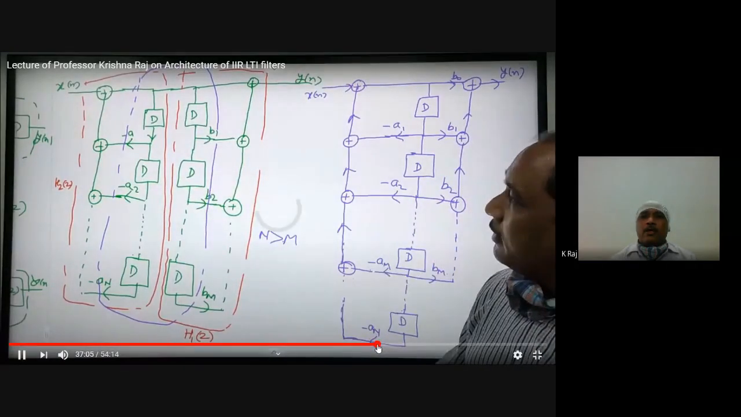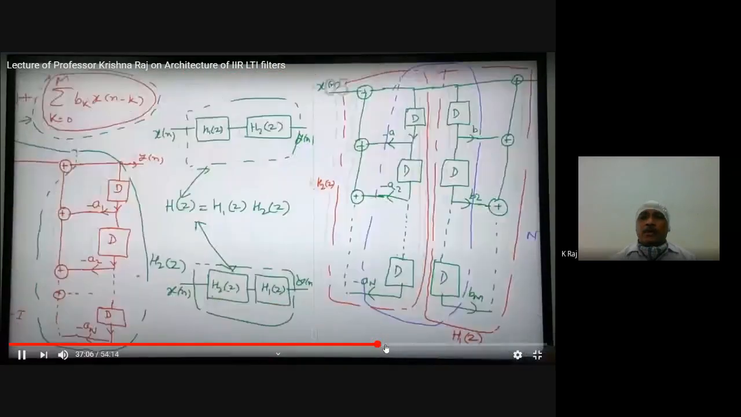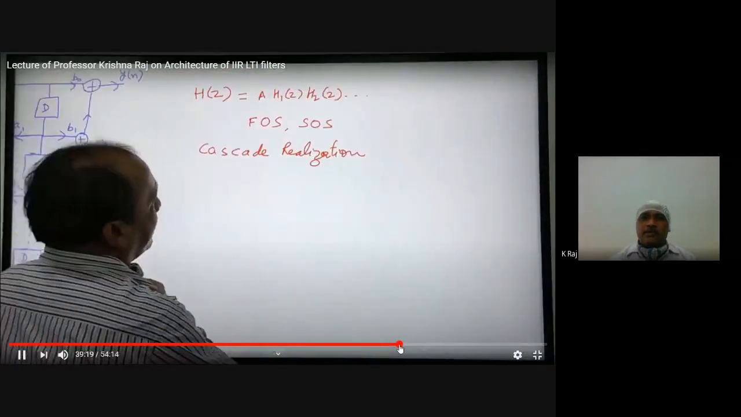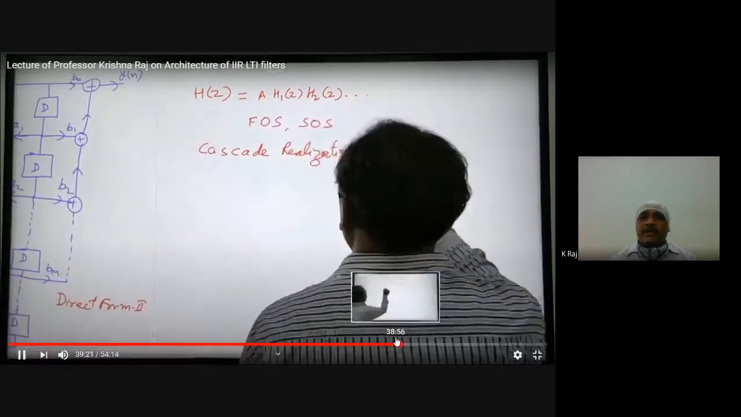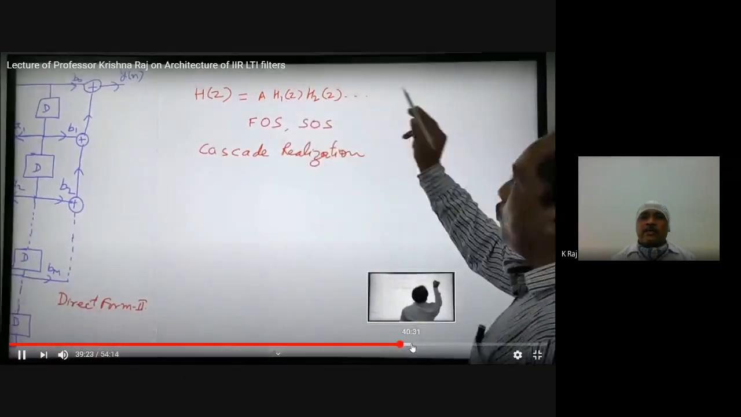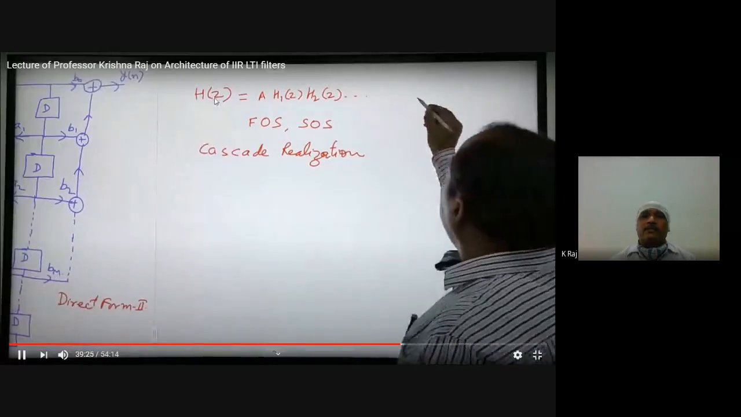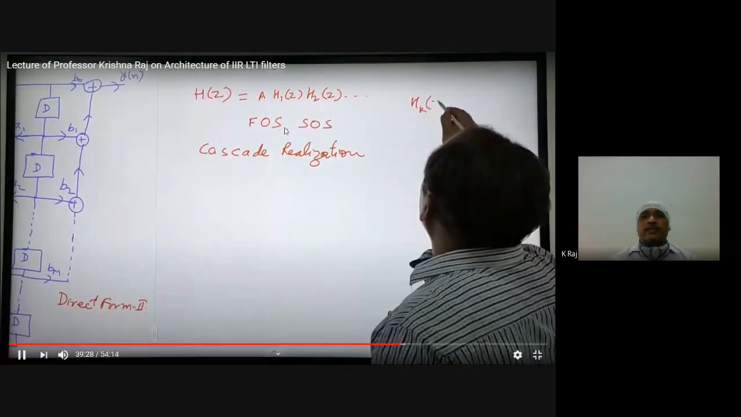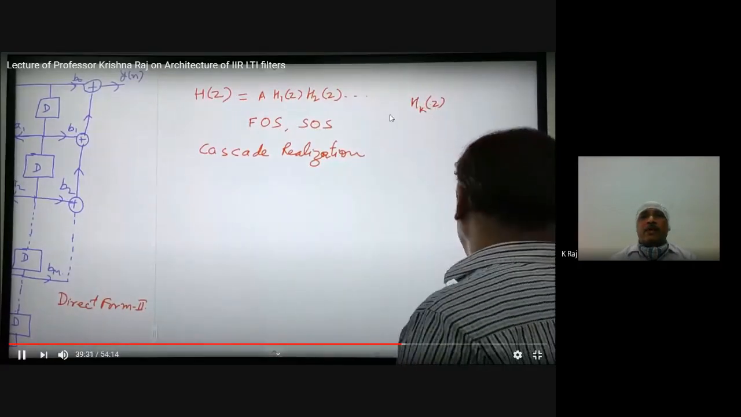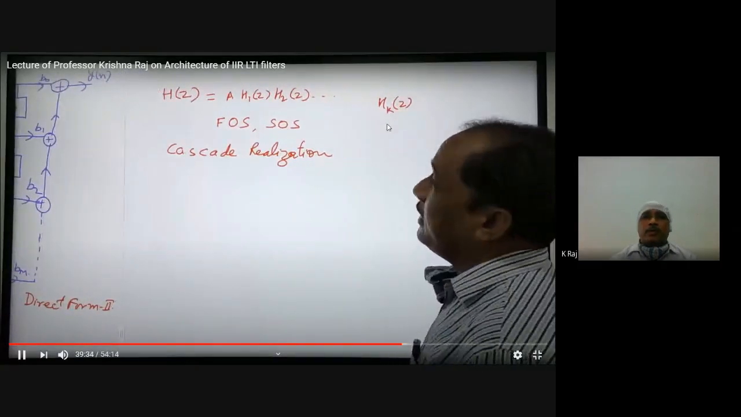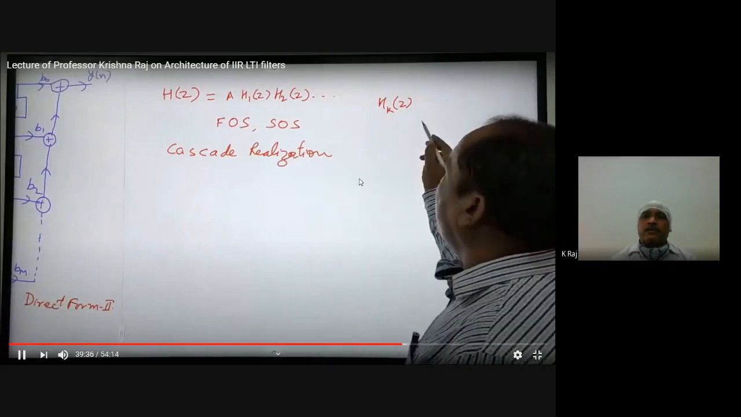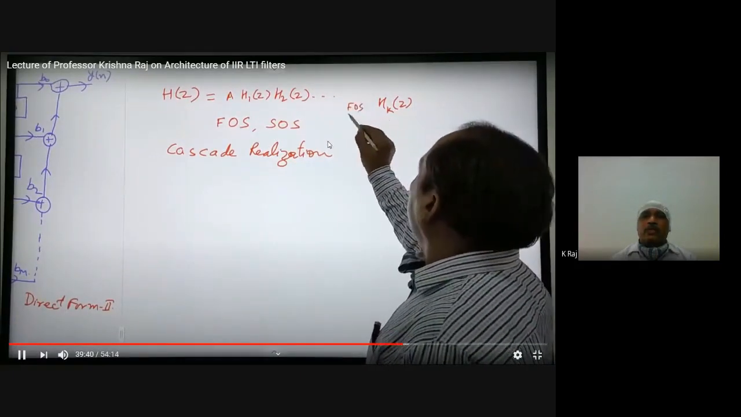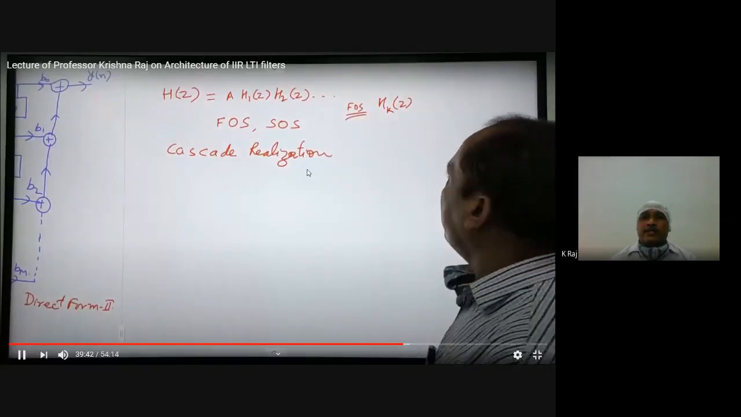And again, we have also described another type of architecture of the filter, that is the cascade realization. For the cascade realization, whatever the system function H(z) is, it will be broken into first order sections and second order sections. Here we will describe how the first order section and the second order section are mathematically described, and from those equations we will derive the architecture.